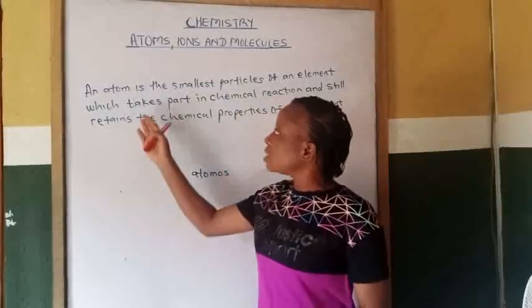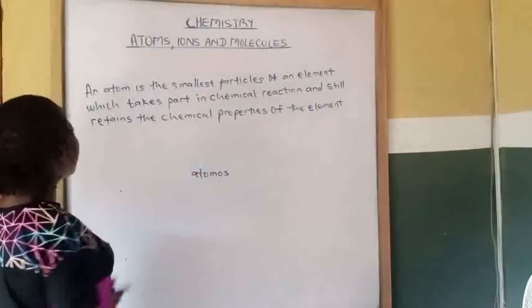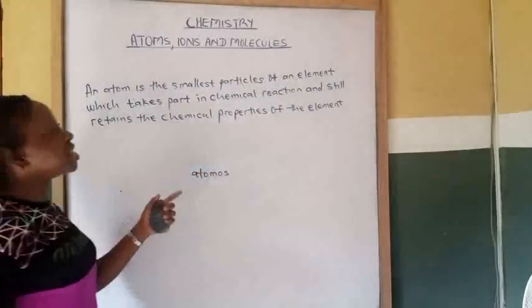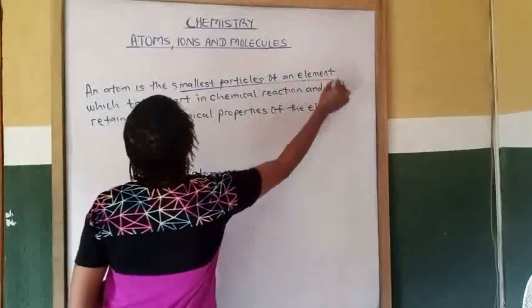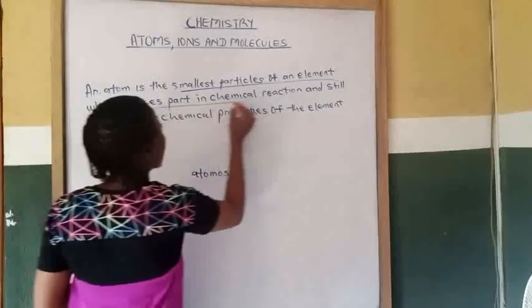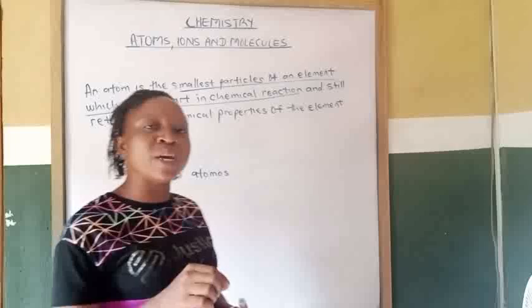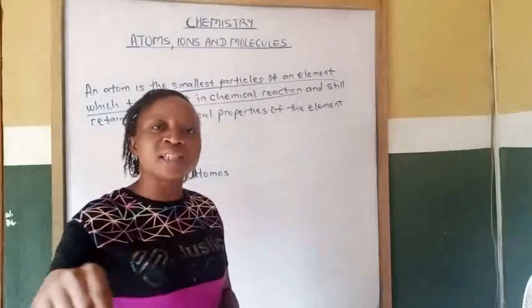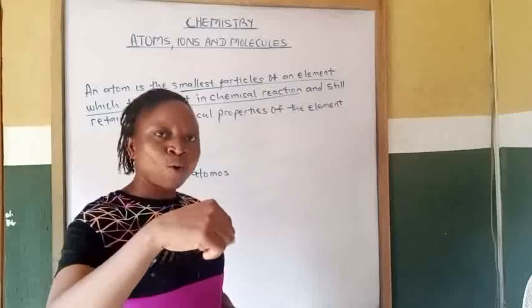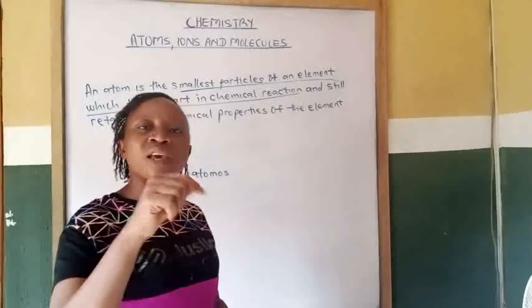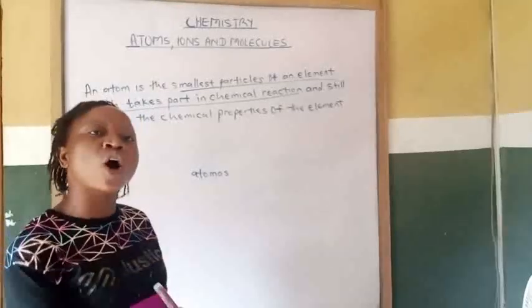Now let's look at the definition of an atom. An atom is the smallest particle of an element which takes part in a chemical reaction. So what is the meaning of that statement? An atom is the smallest particle of an element. That is, an atom is an element when it is involved in a chemical reaction.